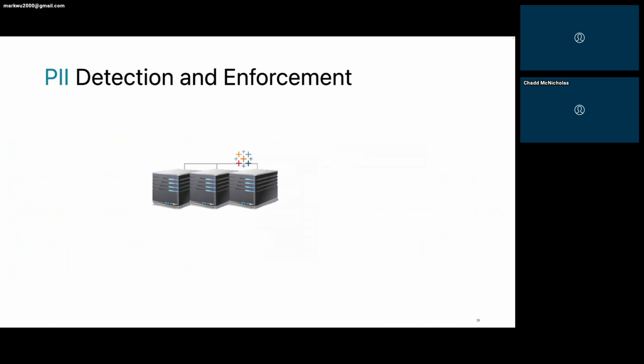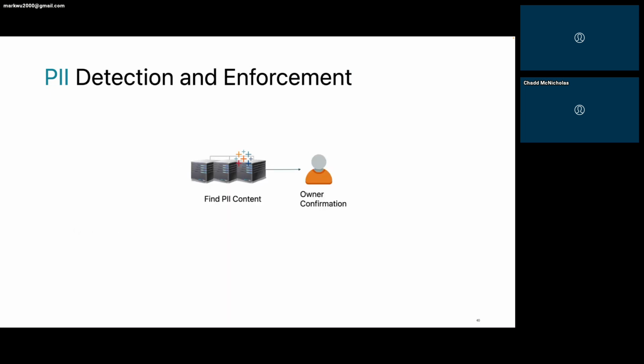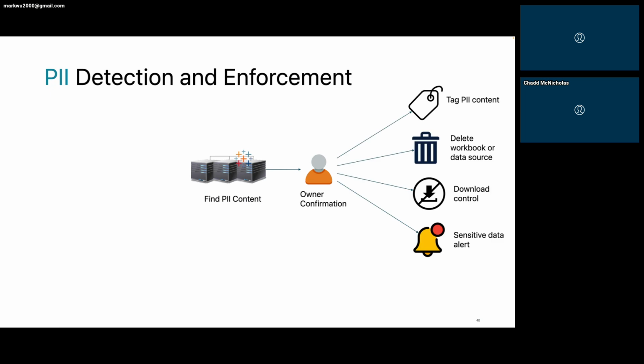How do I detect the PII? How do I find the PII content? Once I found the content, the rest becomes easier. I can tag them, and depending on the PII data, I can delete them. I can even remove download, for example, if the permission has download, I can remove all the download permissions. I even can have a data quality warning.